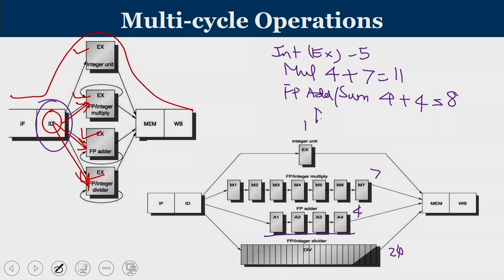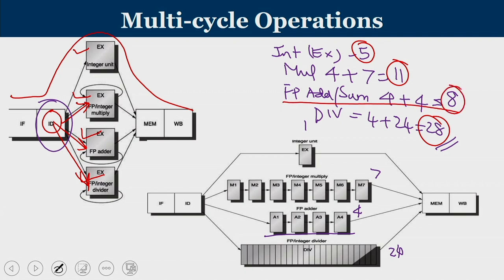And for the division operation, we have 4 plus 24, so it will roughly take 28 cycles to complete. So, a general integer operation is going to get over in 5 cycles. If it is a multiplication, it will take 11, and if it is a division, it is going to take 28 cycles. And if it is a floating point add or subtraction operation, then you require 8 cycles.